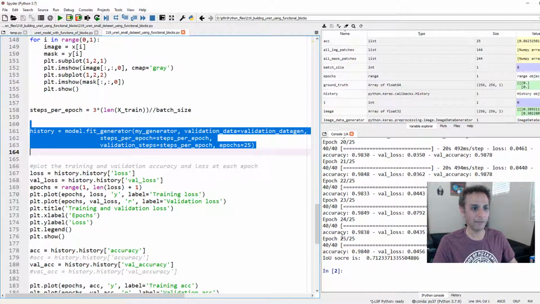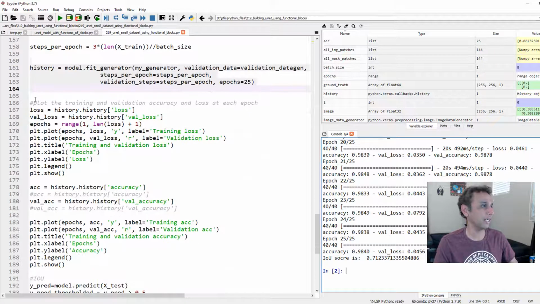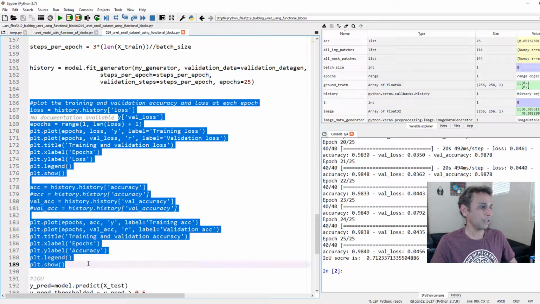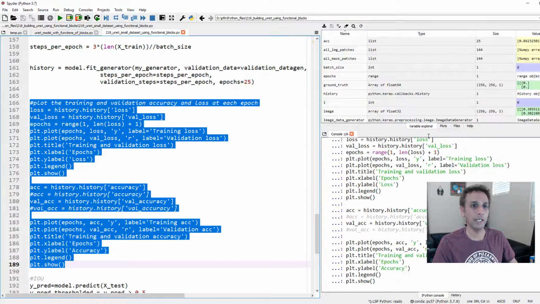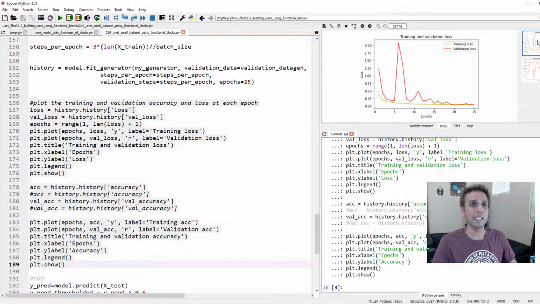After 25 epochs, I got an accuracy of about 98% and an IOU score of 71%. 71% IOU is not bad with this type of data. First of all, let's go ahead and see how our plots look like. Okay, let's look at these plots, and they're probably here. This is what I expected.